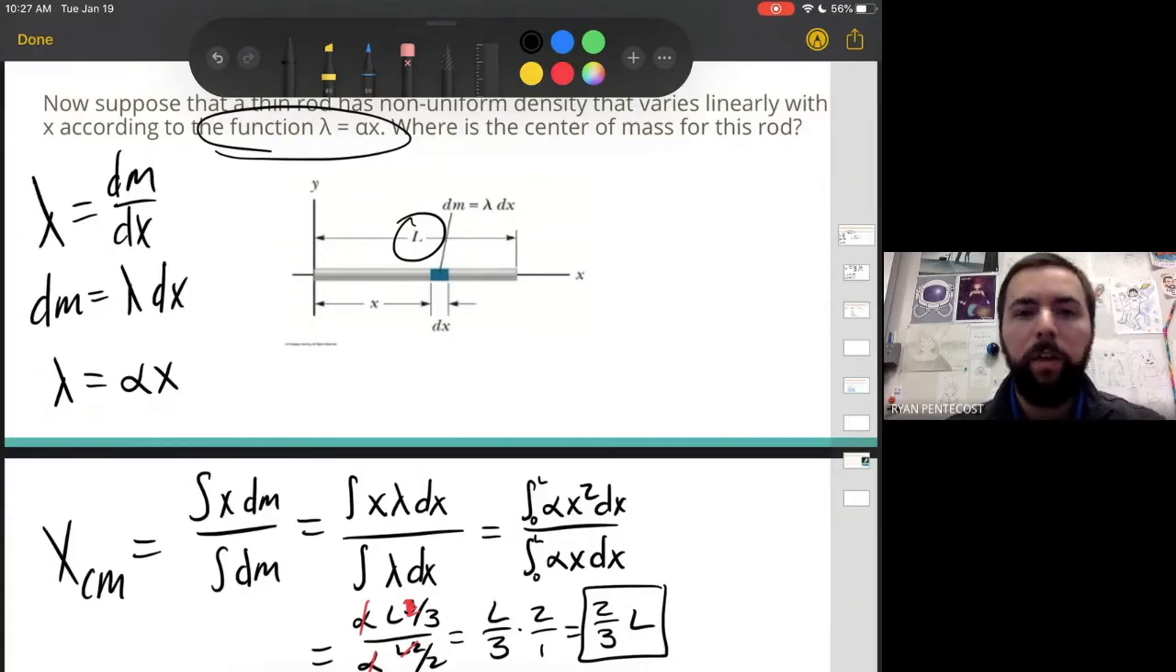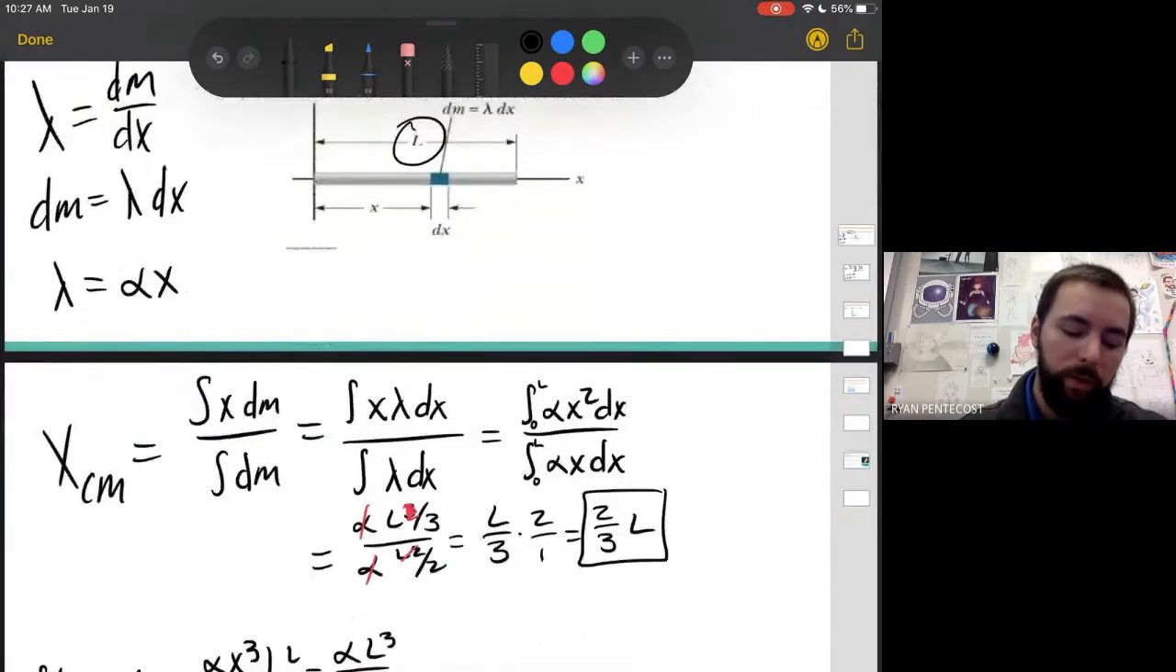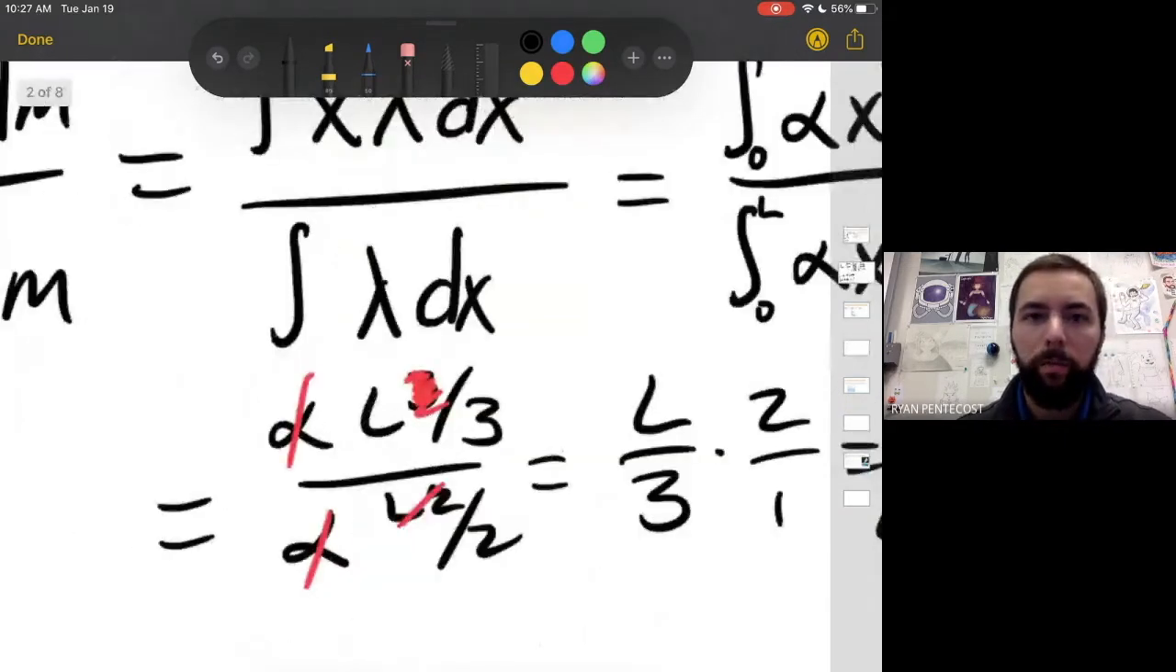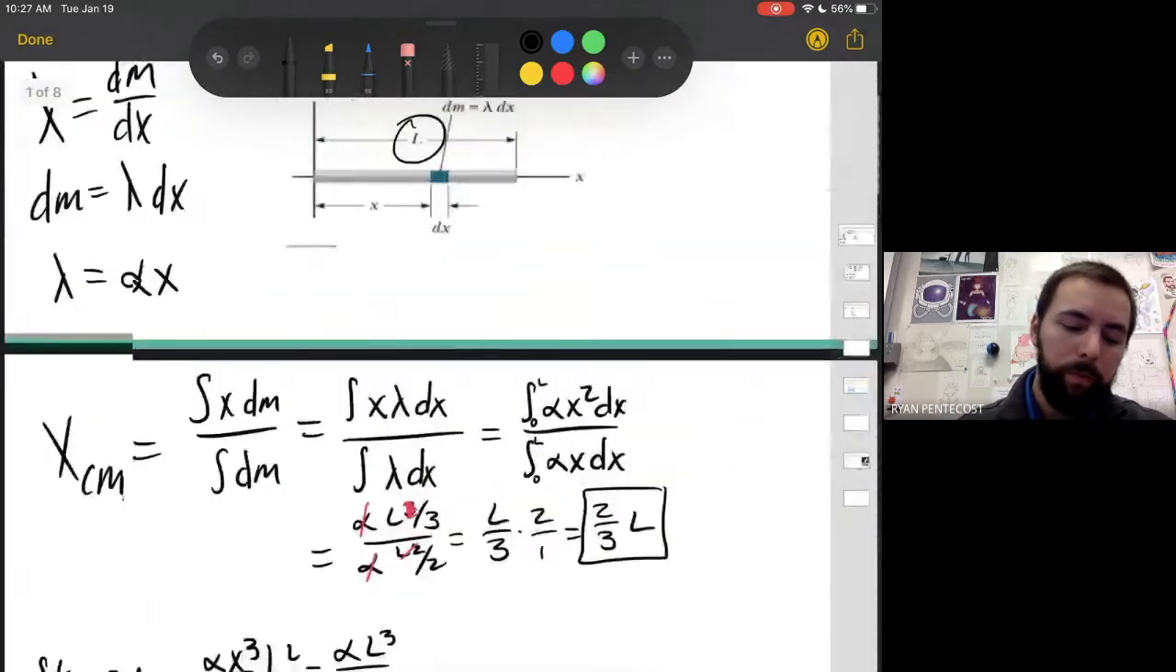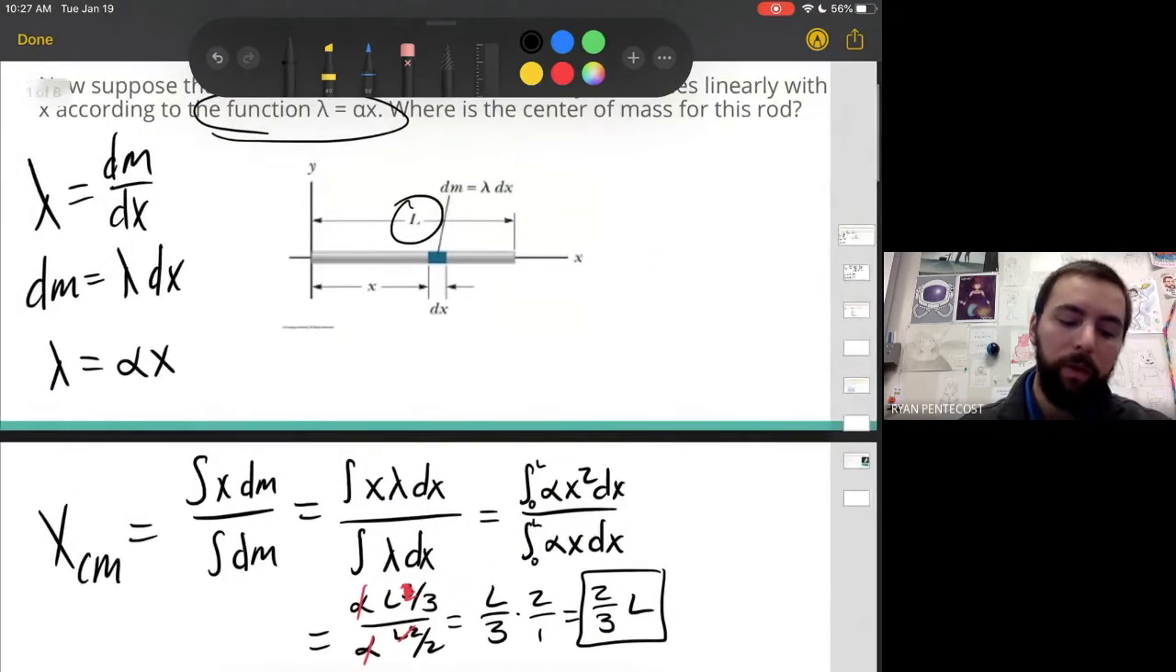Now it turns out that it doesn't matter what alpha is because it is a linear inclination. It's going to increase linearly. So it doesn't actually matter if it's increasing 7 times or 7,000 times because as you can see down here, the alpha got canceled anyway, right? So if it is linear with the function alpha x with no plus b or anything on the end, just alpha x, the center of mass will be 2/3 of the way down the length. So that's pretty cool. I like that problem.